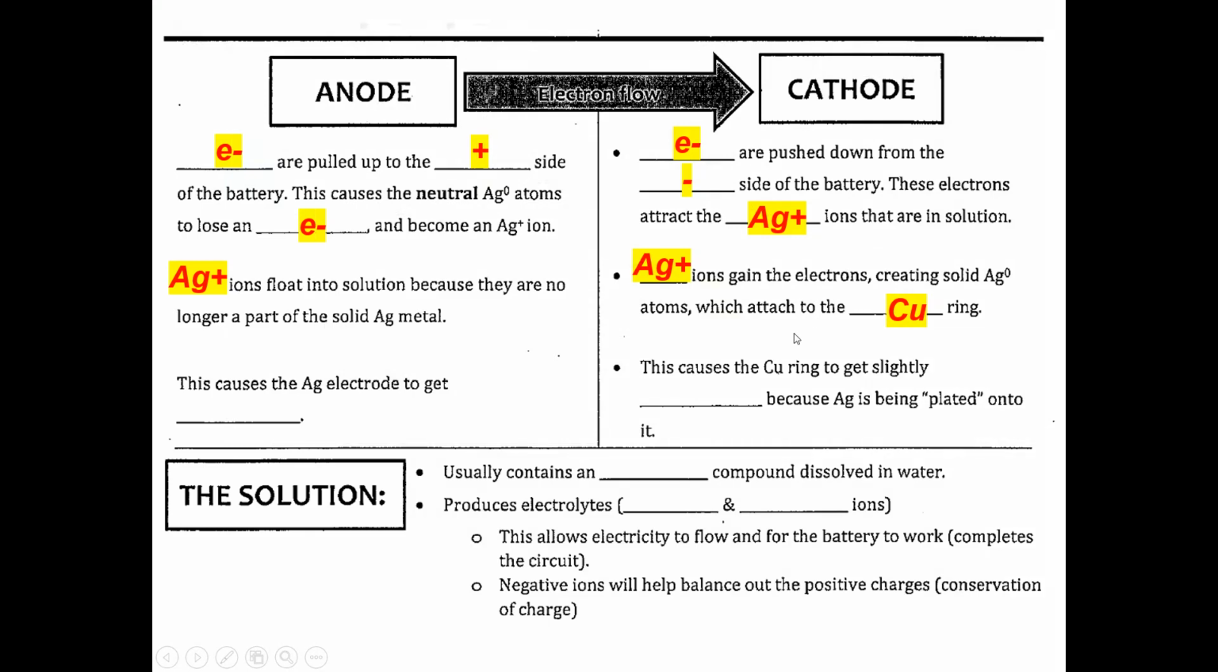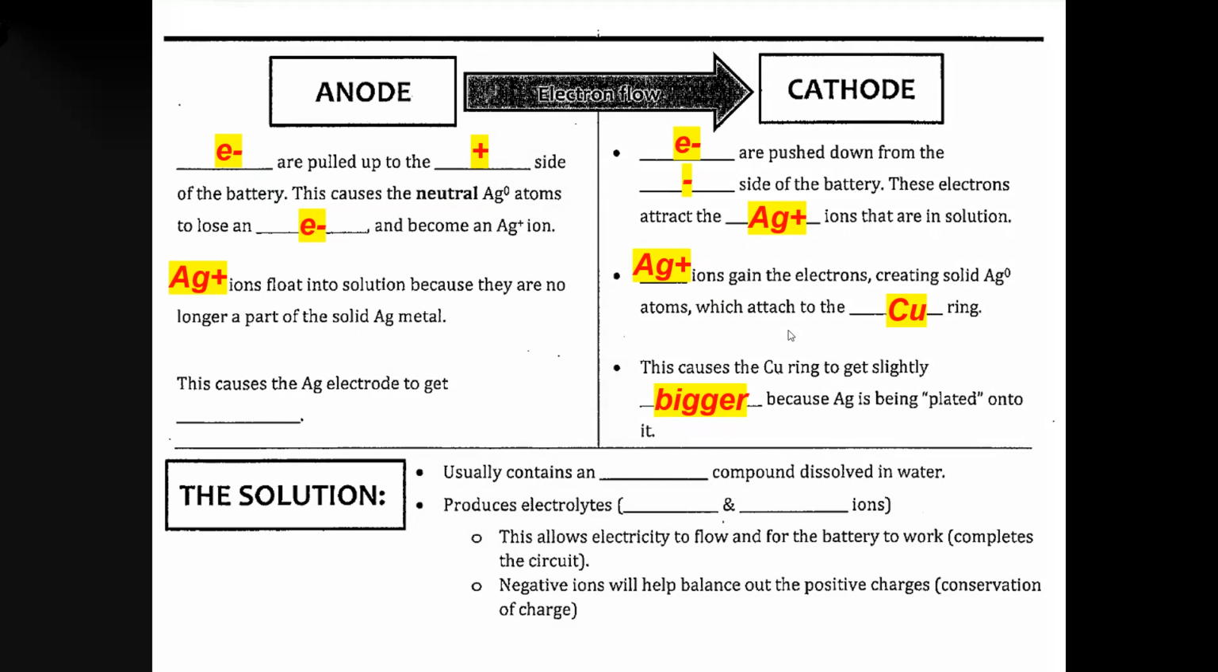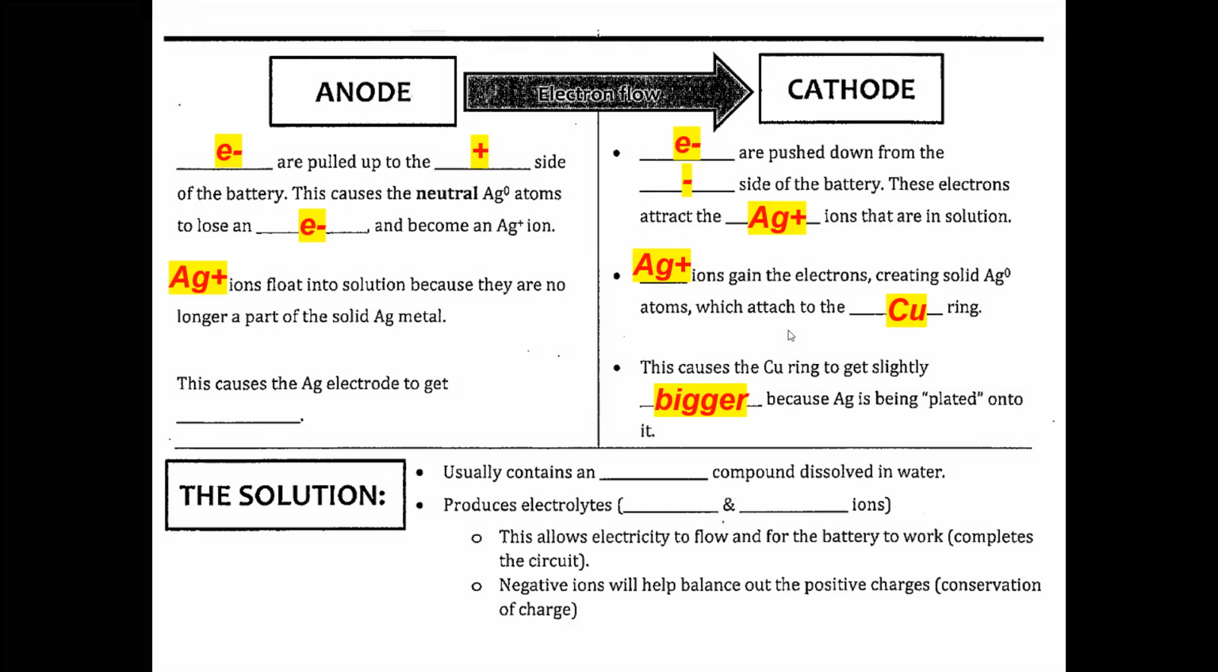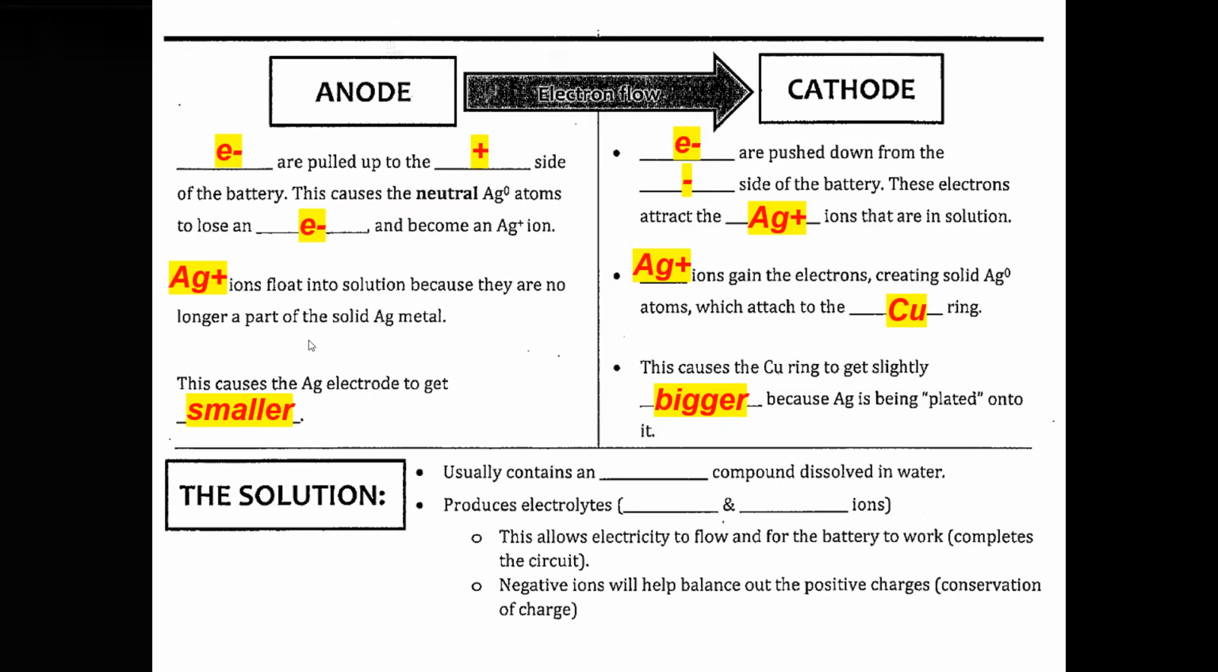So what's happening to that copper ring? It's getting slightly bigger because Ag, or silver, is being plated onto it. We are electroplating silver atoms onto a piece of copper, and it literally gets bigger in mass. It gains atoms. That means over on the silver side, that silver electrode is getting smaller because the silver atoms are turning into silver ions and floating off into solution.